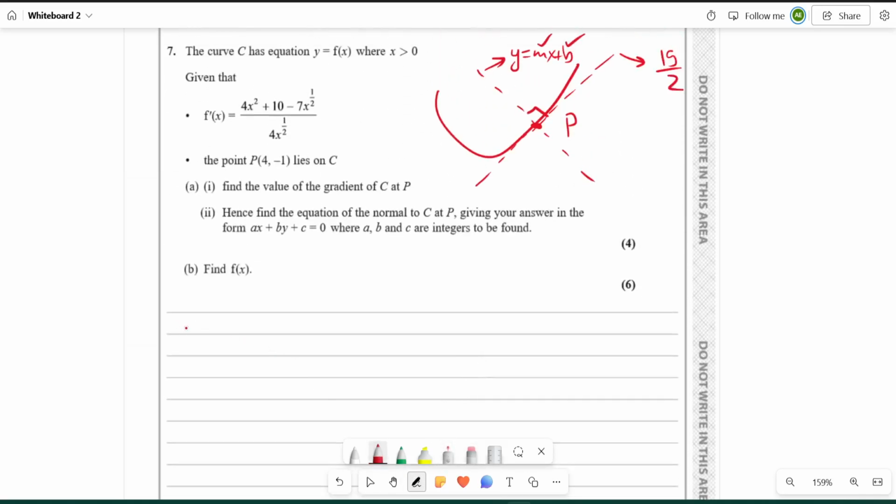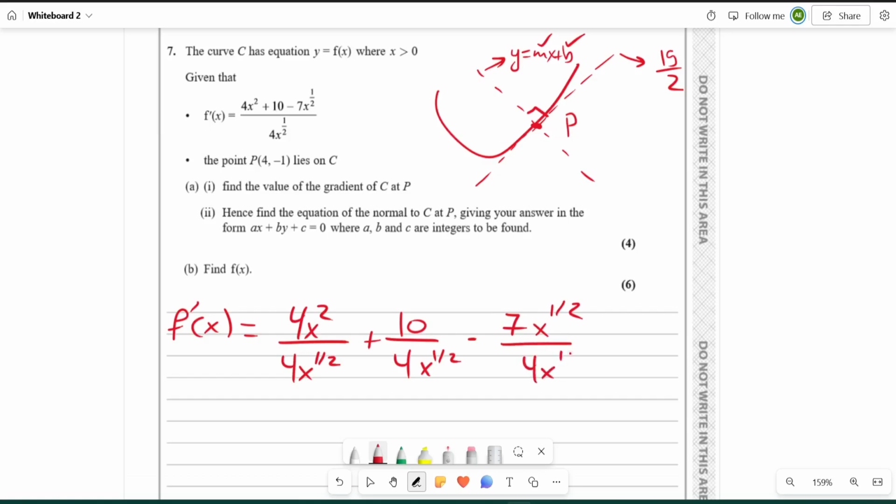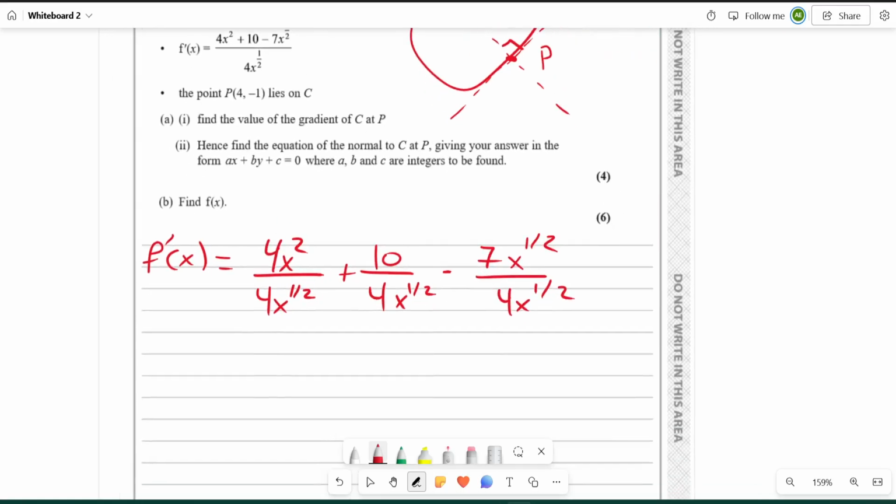First of all, I'd like to write it in a simpler, integratable way. I will divide everything by 4x power half. So this term is divided by 4x power half, and I'm going to write them as separate terms. So this is going to be 4x squared over 4x power half plus 10 over 4x power half minus 7x power half over 4x power half. So let me simplify this. 4 and 4 will cancel. Again, we will subtract the powers.